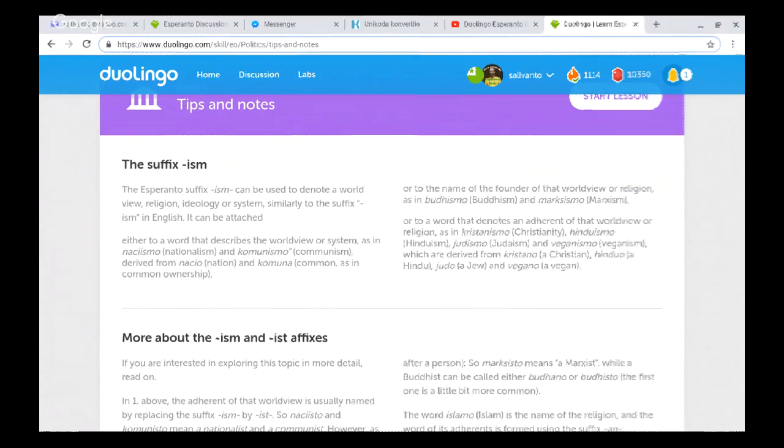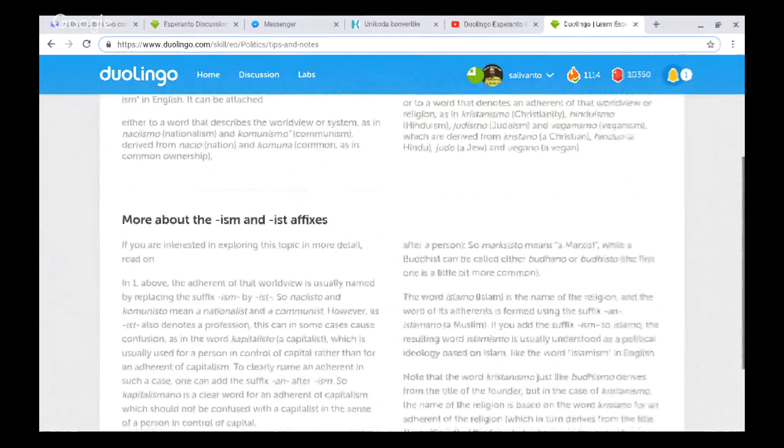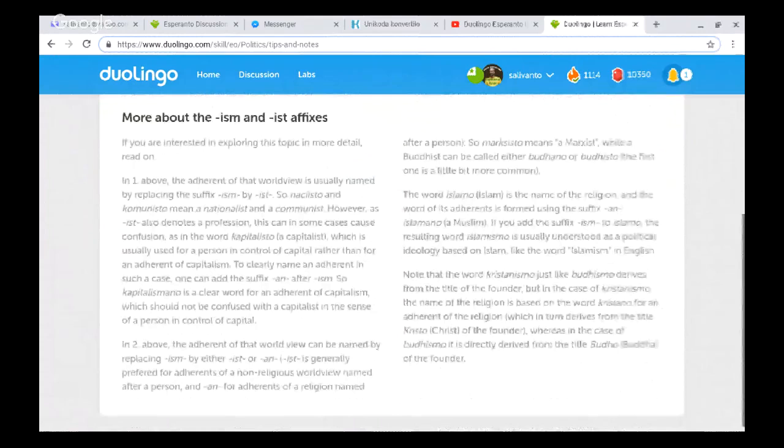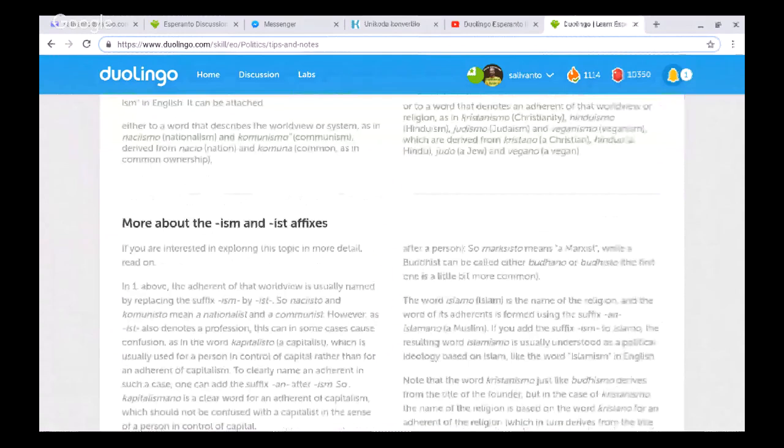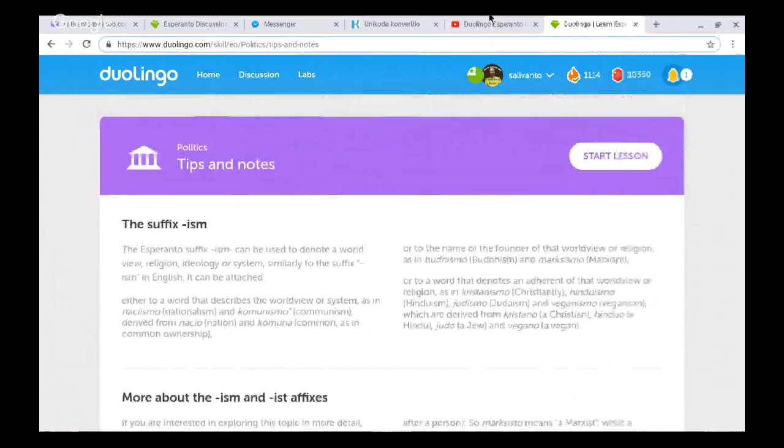All right, so we talk about the suffix -ismo, and about the difference between -ismo and -isto, which are related. -isto generally is somebody who is habitually or professionally involved with something, and I have not read these tips and notes, quite honestly. There's a lot of overlap about what that means exactly in practice. So we'll see how that goes if we encounter any of these words as we do these lessons. All right, so back arrow.